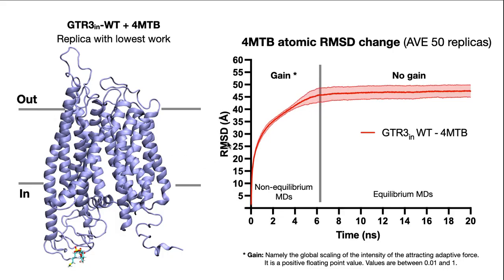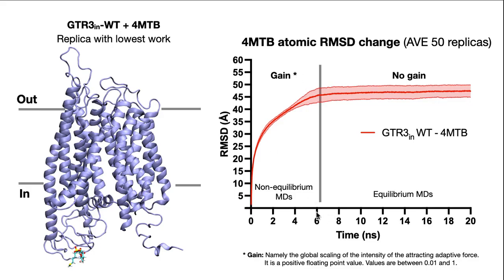So at the same time, we calculate the work, and at the same time we calculate the RMSD of the substrate atoms, and as a reference we use the initial position, which is outside, in the intracellular conformation, right? So that's why the RMSD is very, very big.